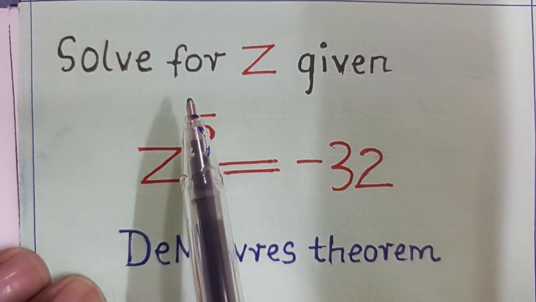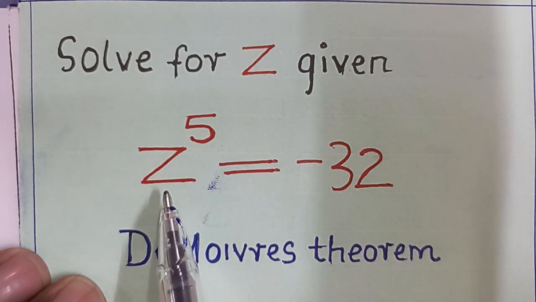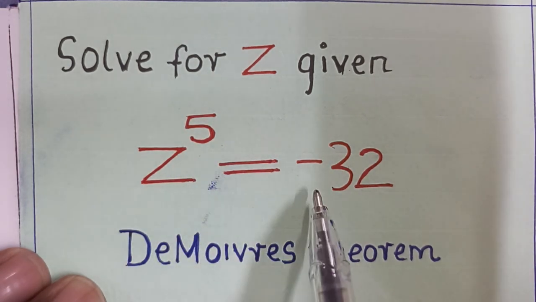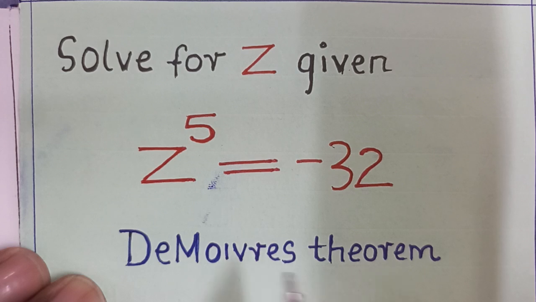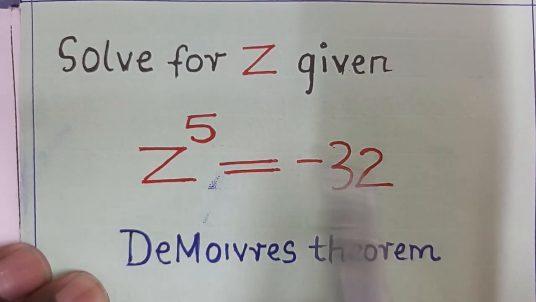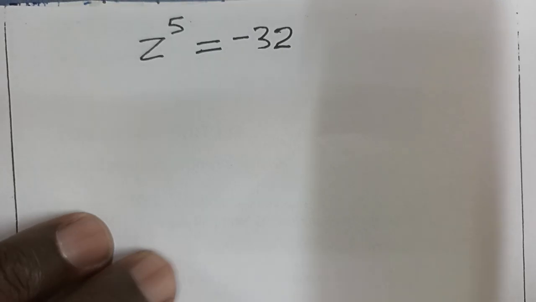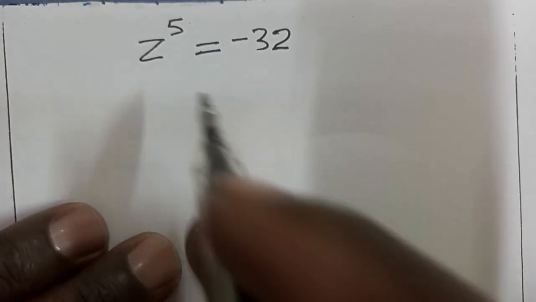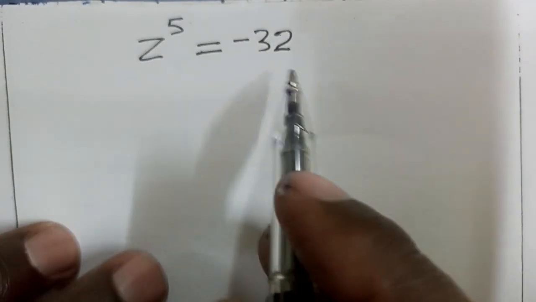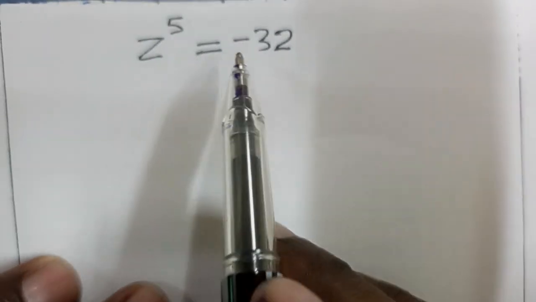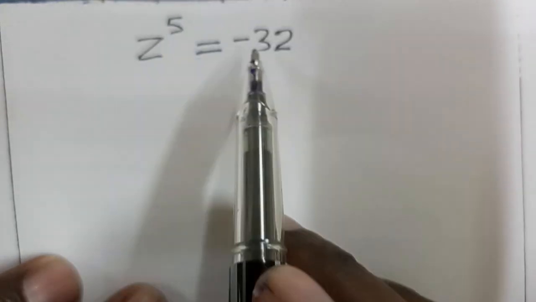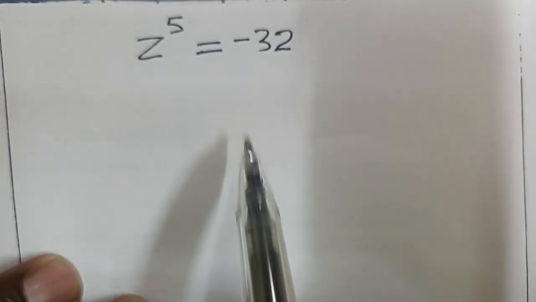Guys, I read the question. For z, given z raised to 5 is equal to negative 32, we have De Moivre's theorem, which we are going to use to solve that. Here we have our equation. Since this side is positive and this side is negative, this one represents a complex number.